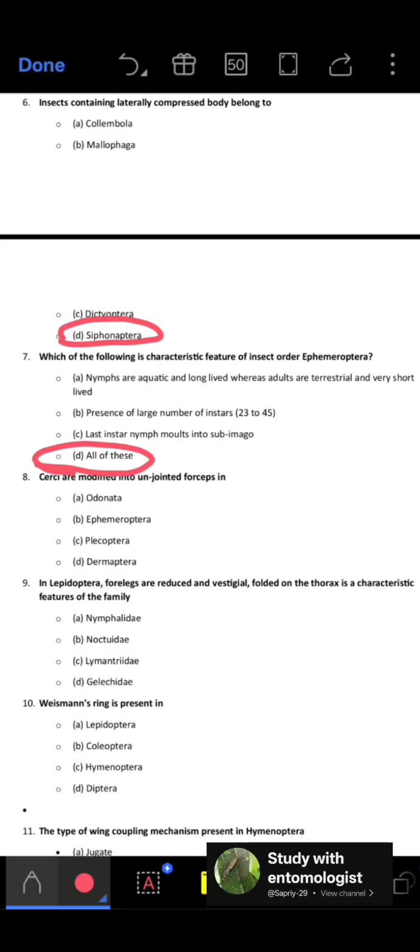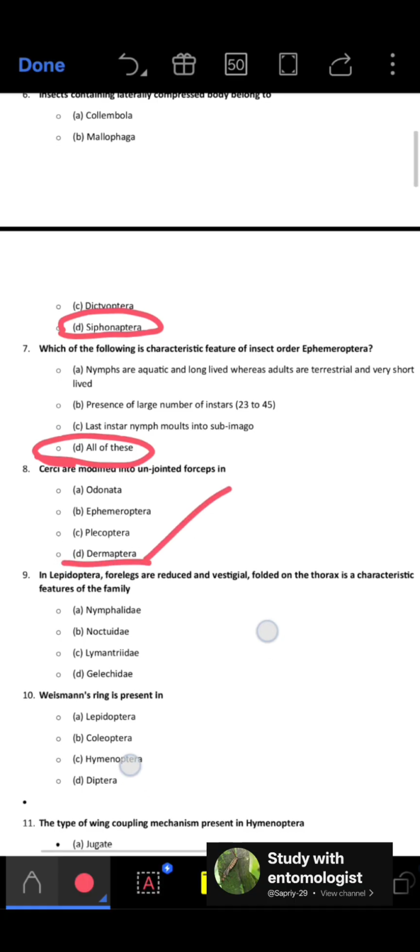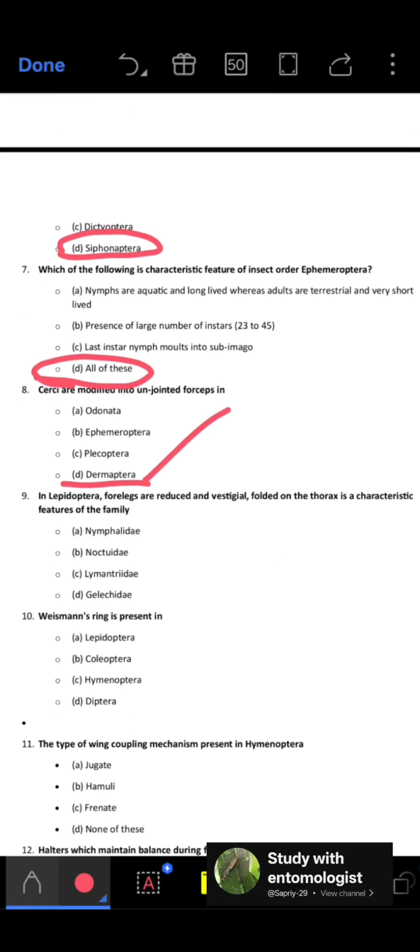Next is, cerci are modified into unjointed forceps. So the answer will be Dermaptera. Next, in Lepidoptera, forelegs are reduced and vestigial, folded on the thorax, is a characteristic feature of the family? So it is the brush-footed family Nymphalidae.